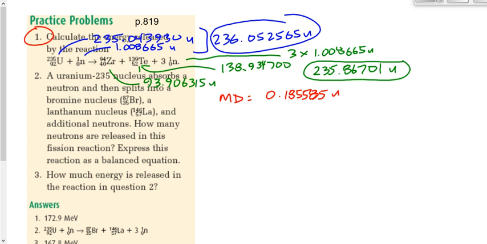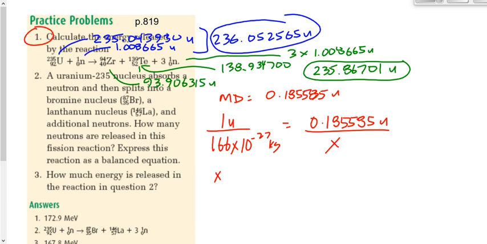Now, we've got to convert that to kilograms, though, right? Good news is on a test, it would likely be given to you in kilograms already. We're just doing it with atomic mass units because, A, that's what your textbook has, and B, just in case we end up seeing something like that. We're going to say 1 atomic mass unit is 1.66 times 10 to the minus 27 kilograms, equals 0.185585 atomic mass units over x kilograms. What is our mass defect in kilograms now?